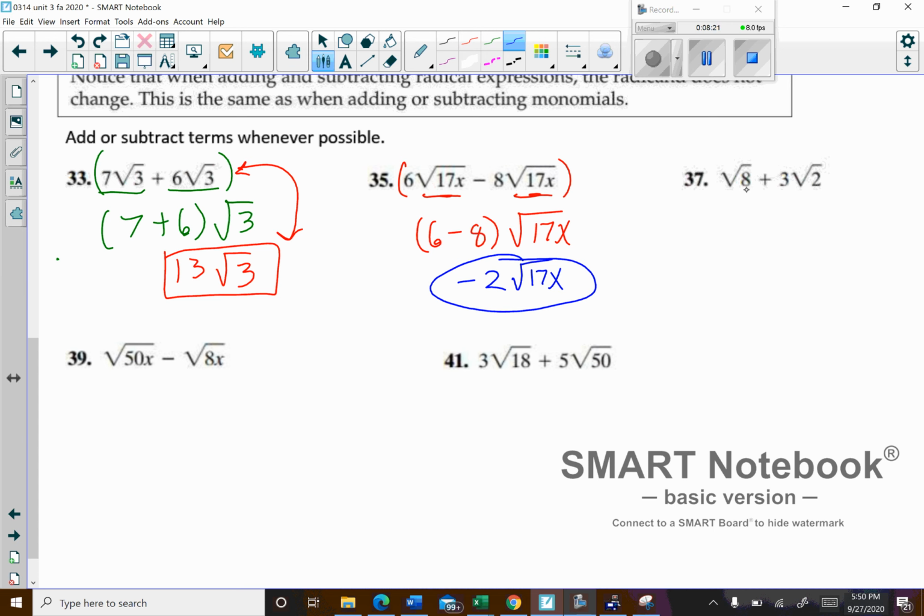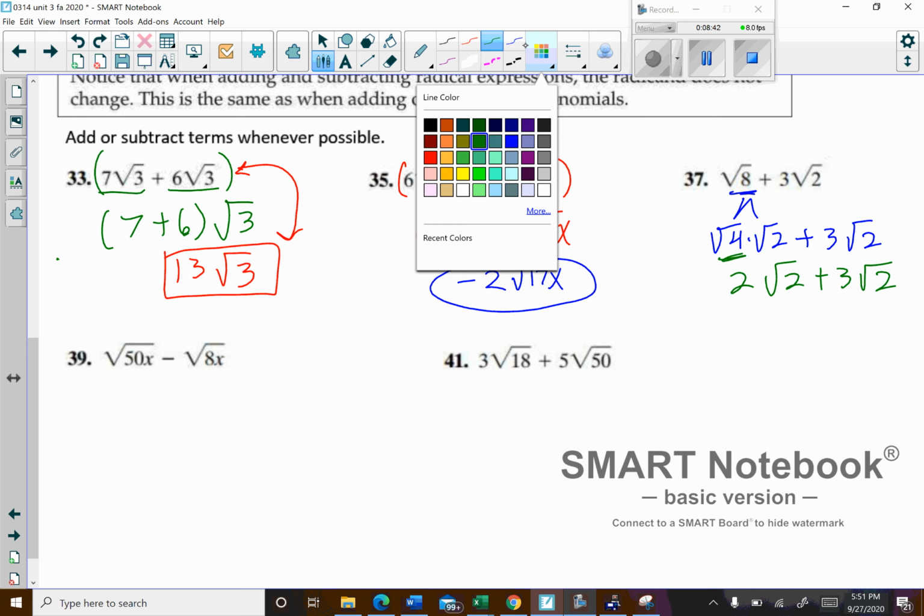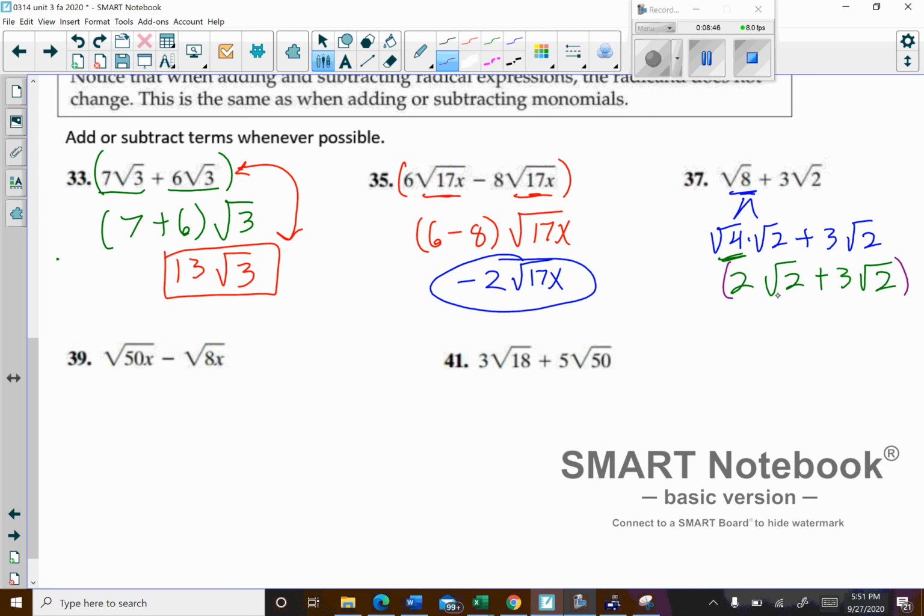So let's see, square root of 8, I can break that up into square root of 4 times square root of 2 plus 3 square roots of 2. And then I can simplify the square root of 4 into a 2, so 2 square roots of 2 plus 3 square roots of 2. Okay, well that's good. Now I have matching square roots of 2 as my radical.